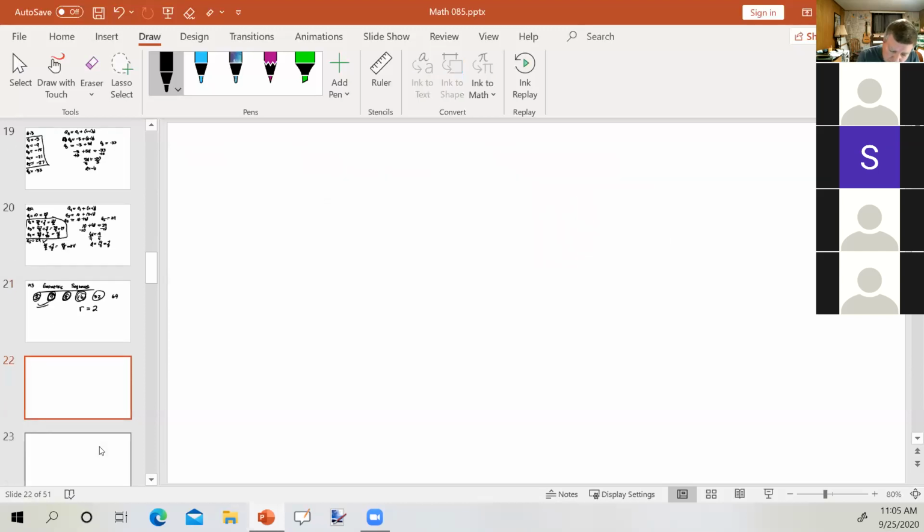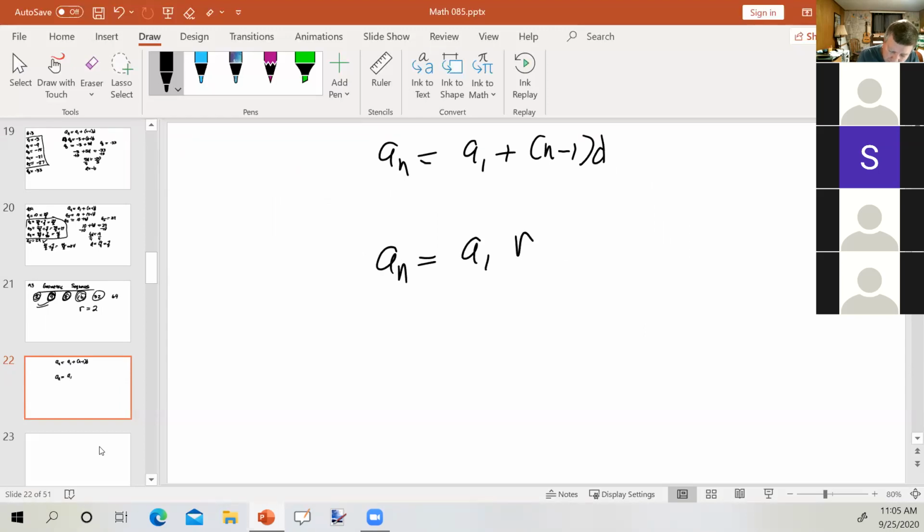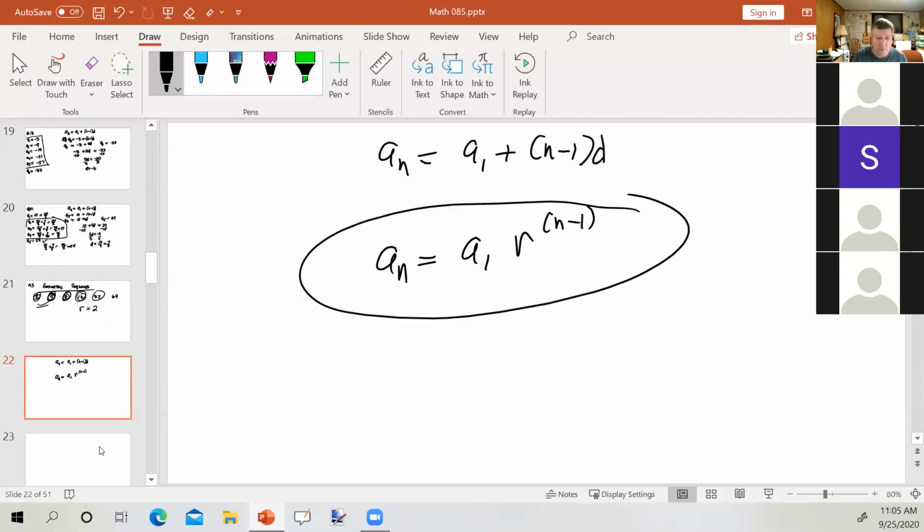Now, for the arithmetic sequence, we had this formula. For the geometric sequence, we have this formula. So we take the first term times the common ratio raised to the power of n minus 1. So this is the new formula to find the terms of a geometric sequence. All right.